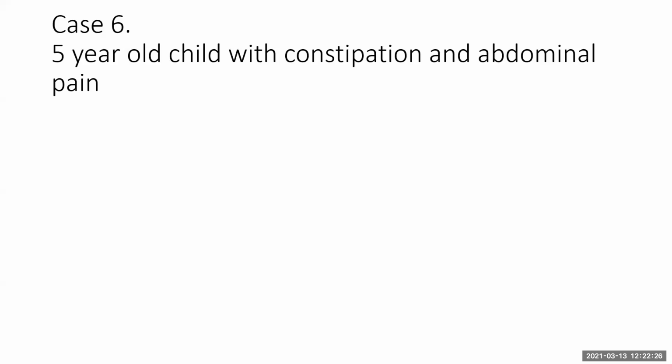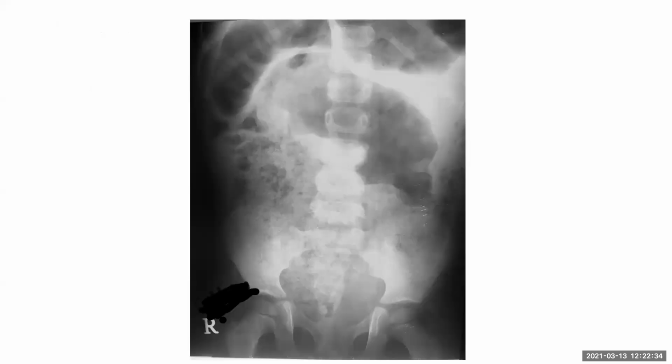Okay, so we start with the next candidate, a 5-year-old child with constipation and abdominal pain. History is always very important. Remember that. This is a frontal radiograph of the abdomen in a 5-year-old child presenting with constipation and abdominal pain.